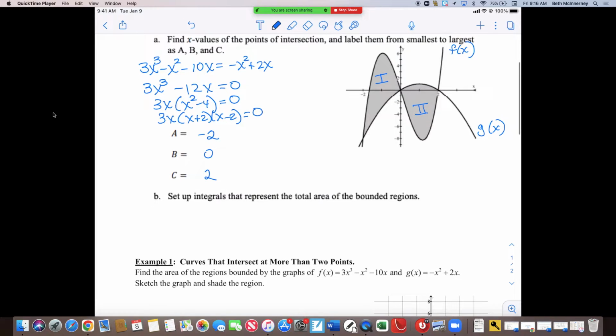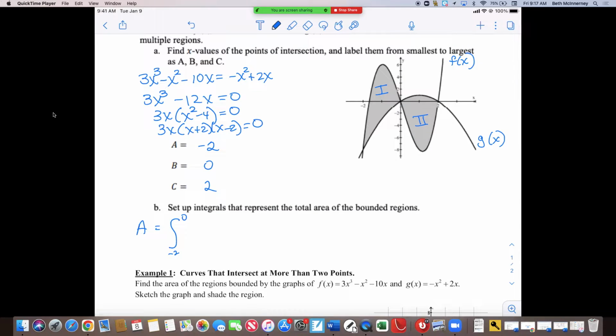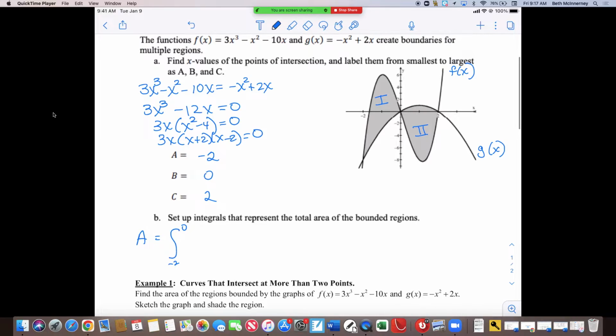So then it says set up the integrals that represent this. So from -2 to 0, which curve is on the top, f of x or g of x? F of x. And you could do something as simple as this if it's named, and then I'm going to go 0 to 2, and then the parabola is on top, g of x minus f of x.